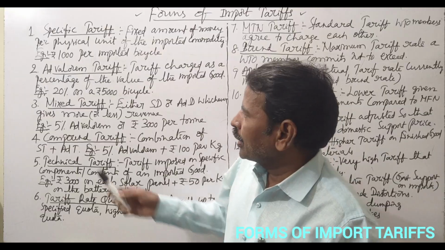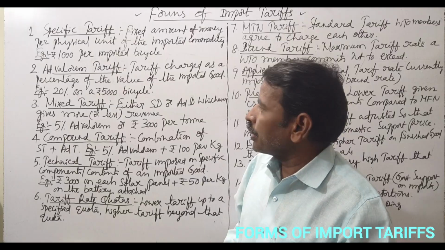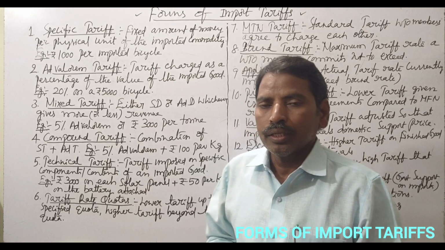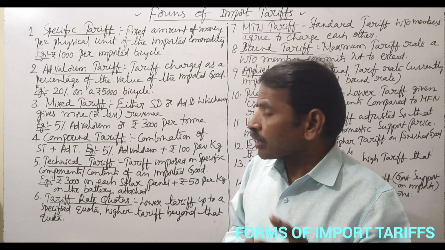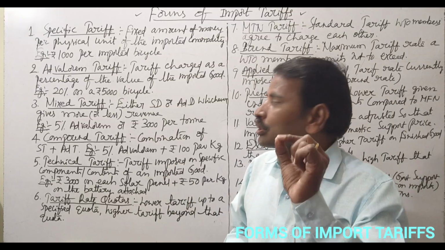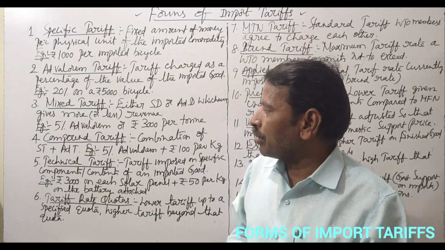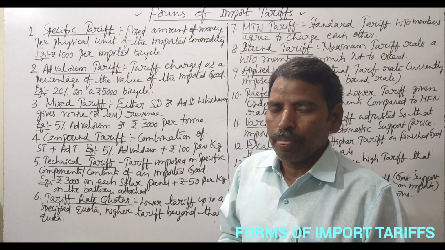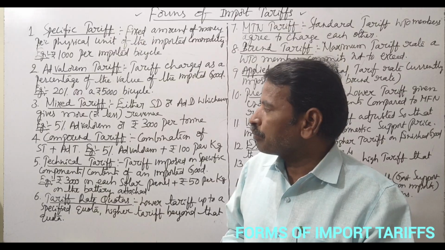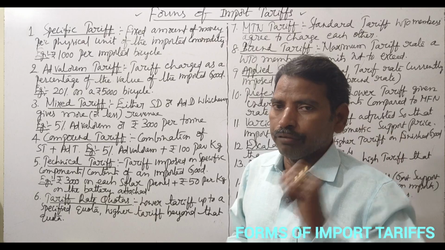Number 2, ad valorem tariff. Tariff charged as a percentage of the value of the imported good. That is called ad valorem tariff. For example, 20% on a rupees 5000 bicycle. The bicycle's worth is 5000, so 20% on it. This is called ad valorem tariff.